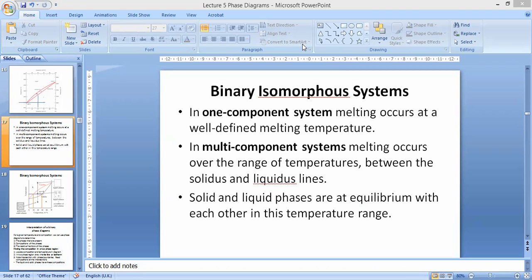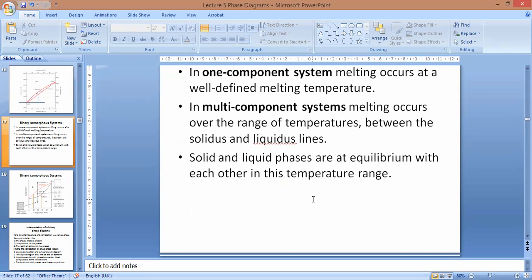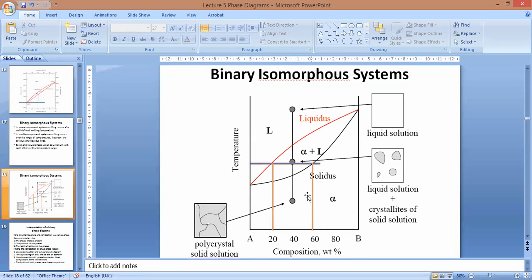But for the binary and the more than two component systems, your melting is happening over a range of temperatures between the solidus and liquidus lines. And the solid and liquid phases are at equilibrium with each other in this temperature range. Okay, so more about this.